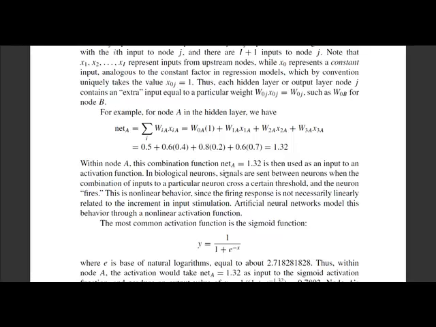Within node A, this combination function net A equals 1.32 is then used as an input to an activation function. In biological neurons, signals are sent between neurons when the combination of inputs to a particular neuron crosses a certain threshold and the neuron fires. This is nonlinear behavior, since the firing response is not necessarily linearly related to the increment in the input stimulation.